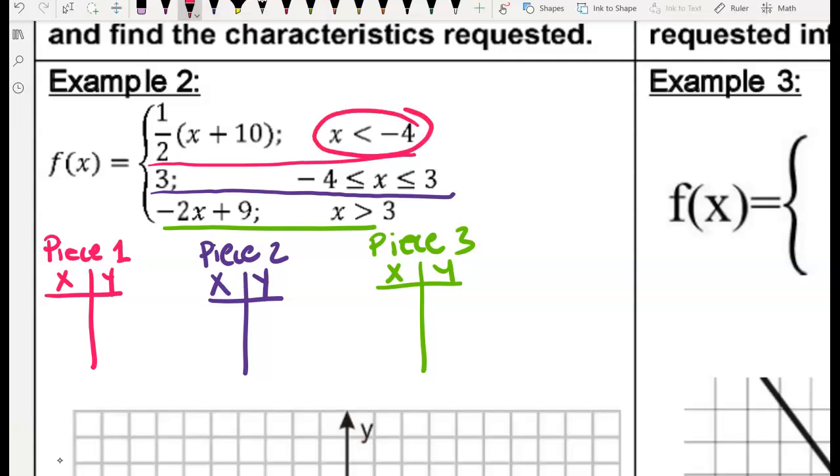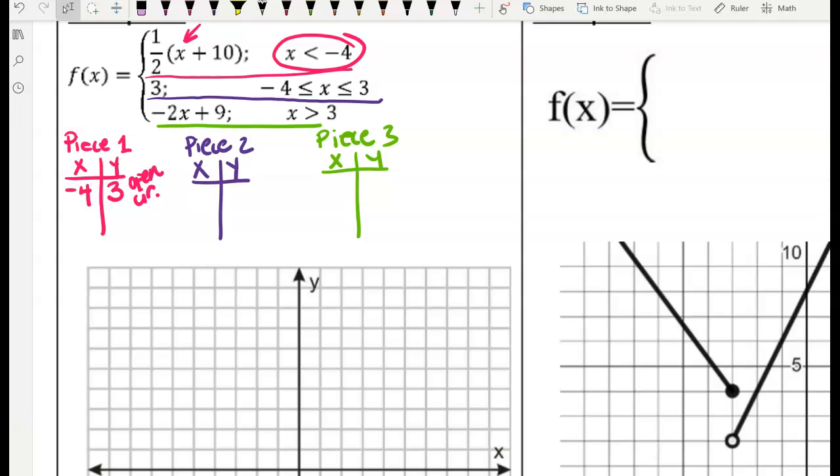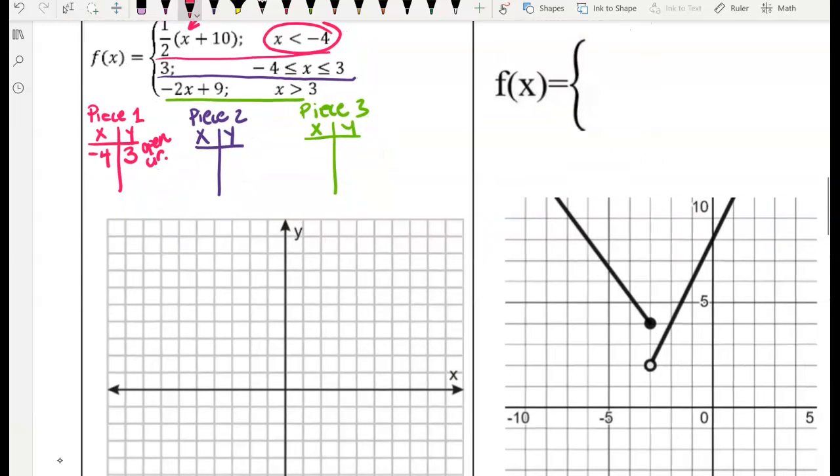X, guys, is less than -4, so we have to pick -4, and we are going to put in -4 for x. -4 plus 10, +6, and then times half in the front. That's going to be a +3. This will be an open circle, okay? Open circle. Let's go and plot that really quickly. -4, 1, 2, 3, open circle.